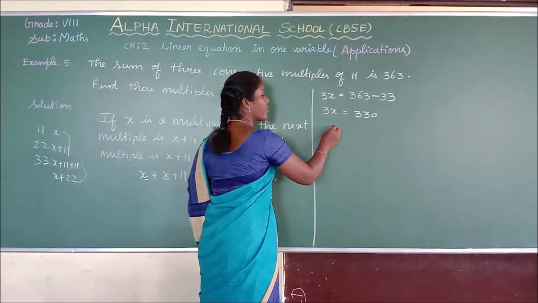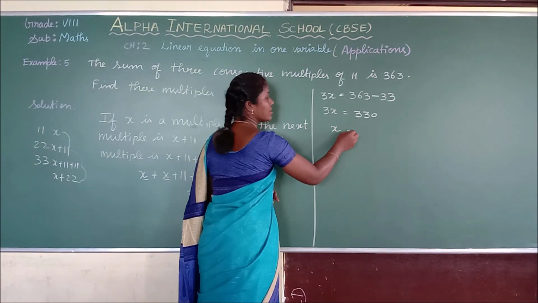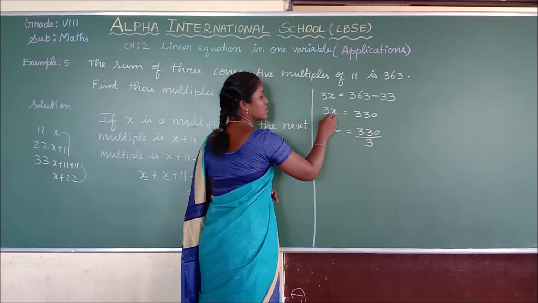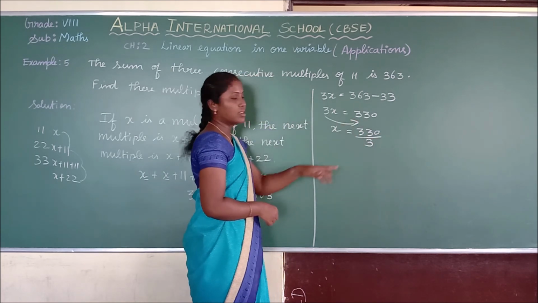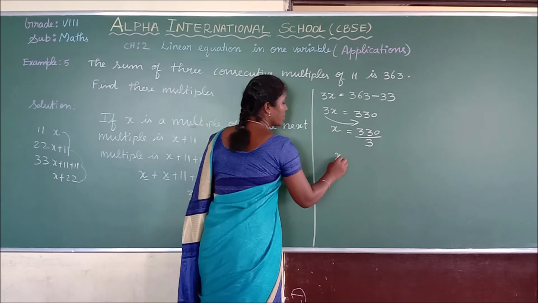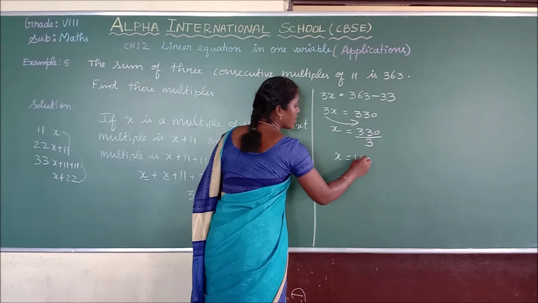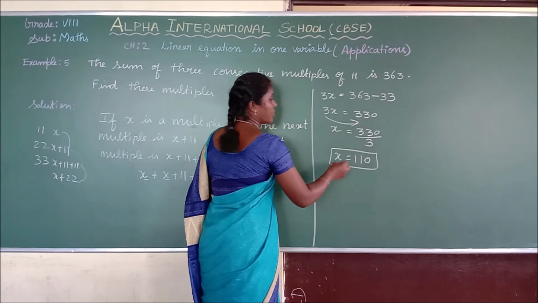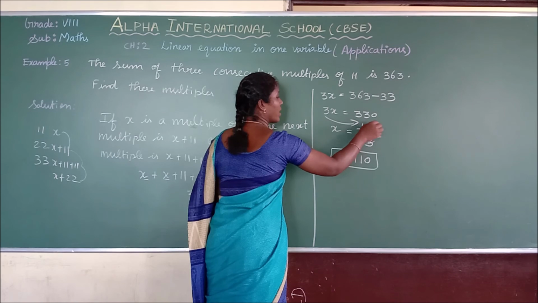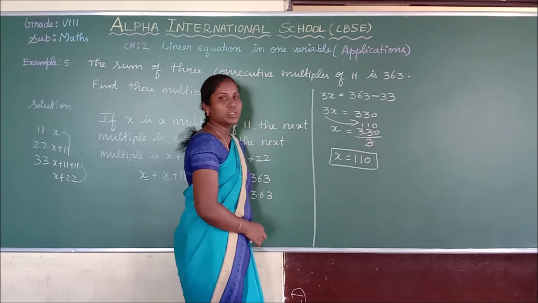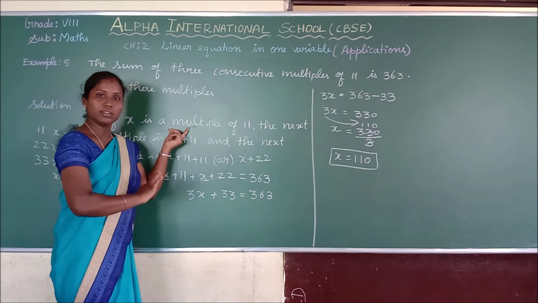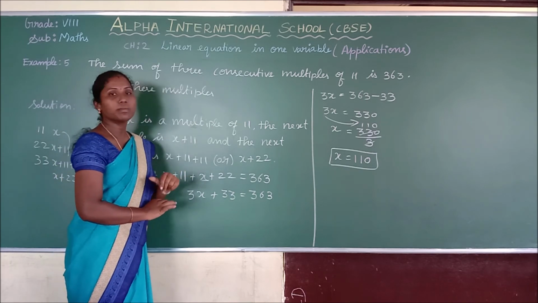We want to find the value of x now. So keep x. 330 by 3. If it goes to the other side of the equation, it is divided. Okay, so 330 by 3. If you simplify that, what is the value? 110. So x is the first multiple of 11. So the first number is 110.